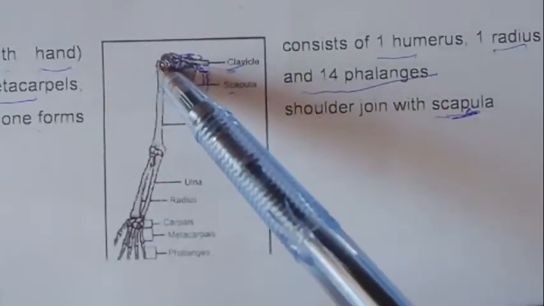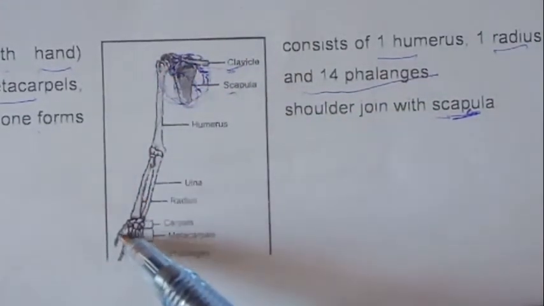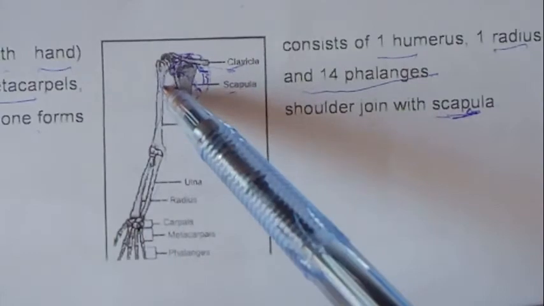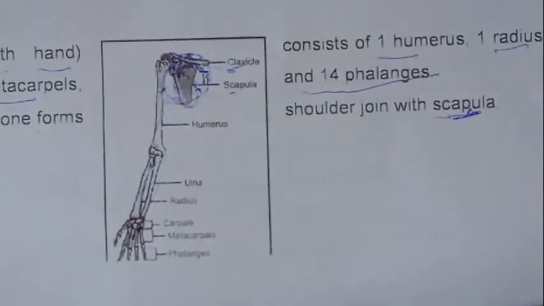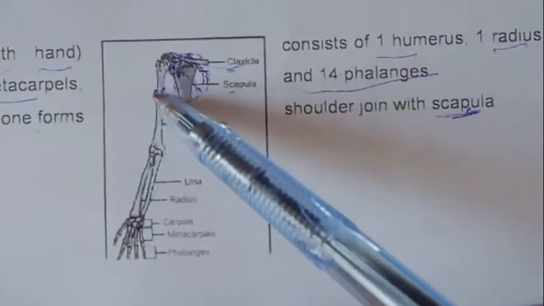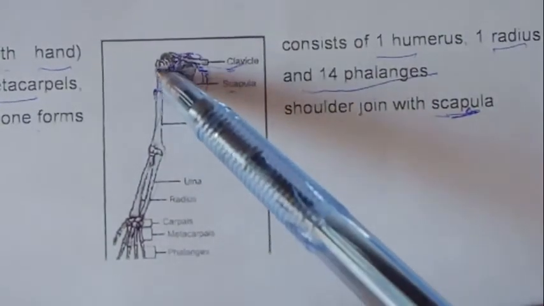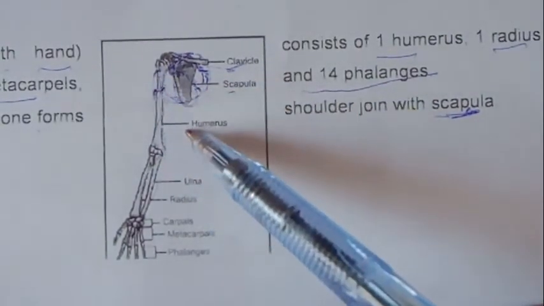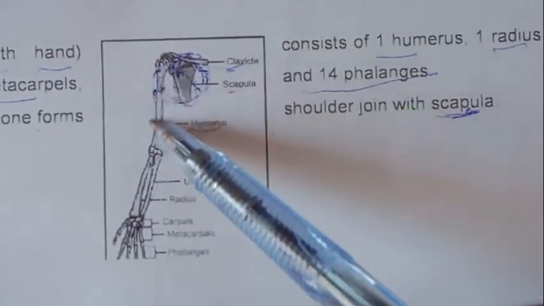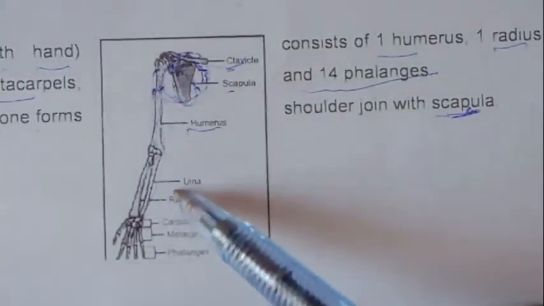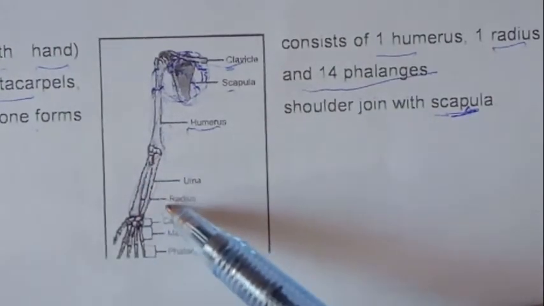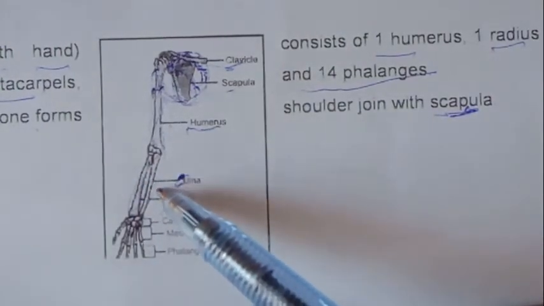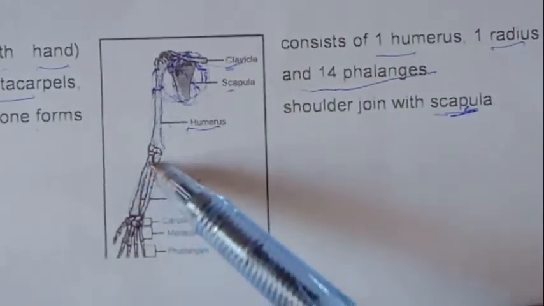And here, this whole structure is called the forelimb or hand, arms. So now it consists of the first bone, the large bone, called humerus. The forelimb large bone is called humerus, and the two rod-shaped long bones, the lower bone is called the ulna, and the upper bone is called the radius.